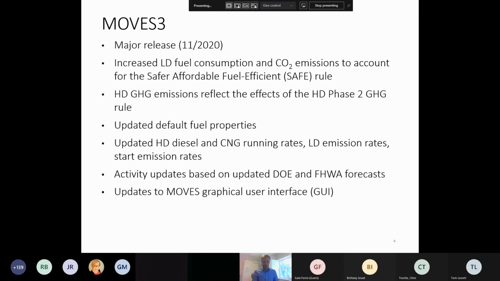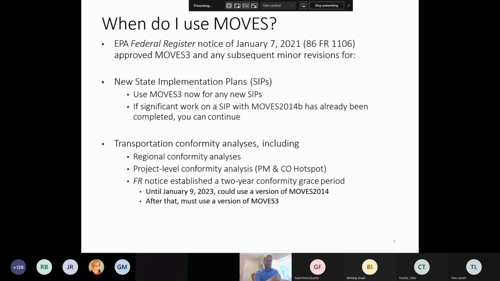Just as far as the look and feel, it is a pretty significant update to the model. So most of the changes are intended to make it a little easier to run the model and less likely to make mistakes. So aside from the underlying rates, there's sort of a look and feel update in MOVES3. So when might you use MOVES?